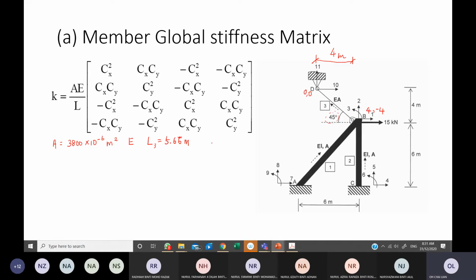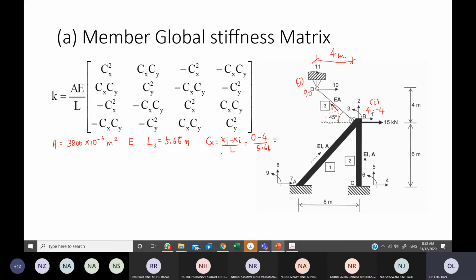So my CX calculation is x at the far end minus x at the near end divided by the length. If you see this, this will be the near end and this will be the far end, because of the arrow. So what is the x at the far end? It will be 0, right? 0 minus 4 divided by 5.66. Can you calculate this value?